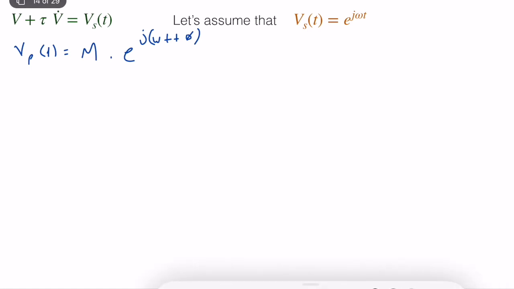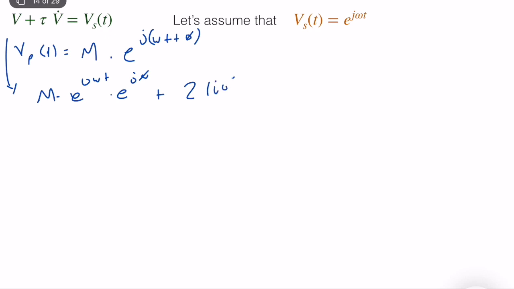It kind of looks crazy, right? Okay, it's crazy, but it's really useful. So it will satisfy your ordinary differential equation. This is just exactly the same: m e to the power j omega t plus e to the power j phi, I just technically separated that, plus tau times the derivative of this. So if I take the derivative of this, this should be equal to j omega m e to the power j phi e to the power j omega t, which is equal to e to the power j omega t.